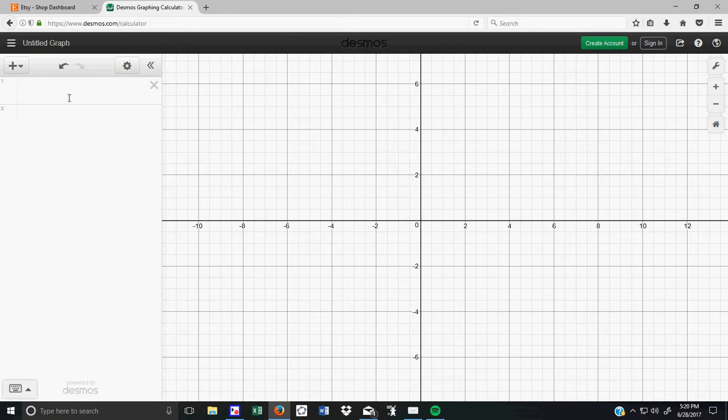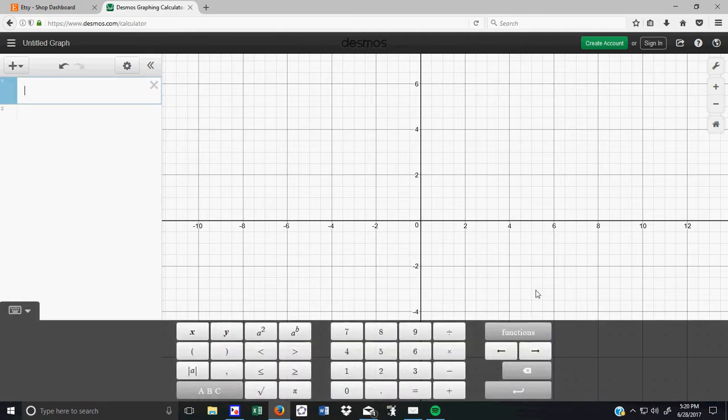And I'm going to use Desmos. It's a free online graphing calculator. You can find it by just typing Desmos into your Google search, and it'll come up. It'll say free beautiful math, and then just click on start graphing. So I'm going to do a couple.